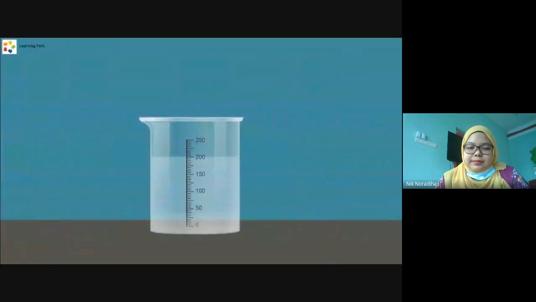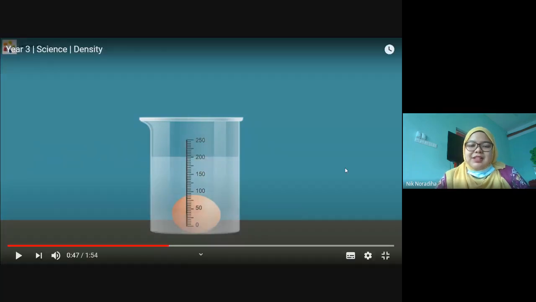But do you know that you can make denser objects float on water? For example, an egg. When placed into the water, it sinks because the egg is denser than water.